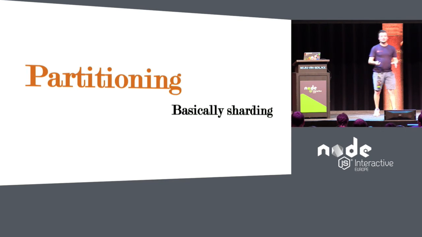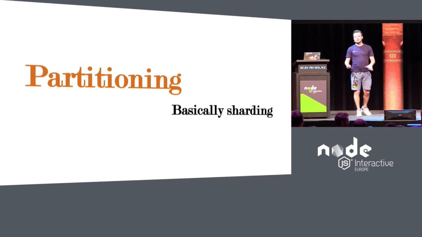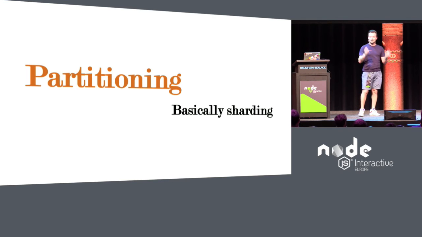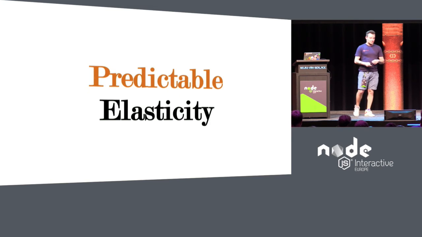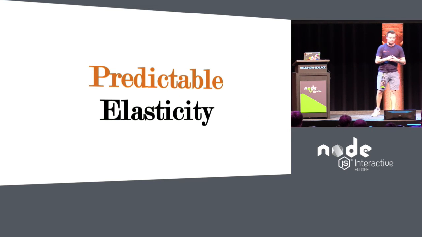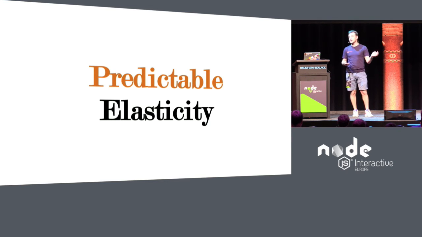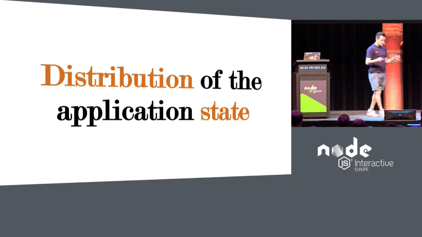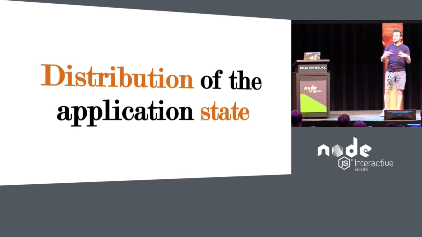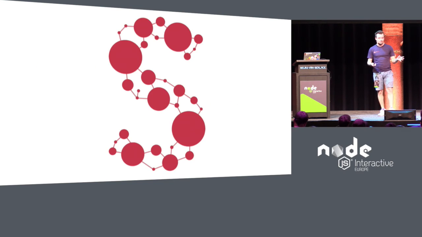Anybody ever played with partitioning in Oracle databases? Because I'm not a big fan of Oracle, but I think partition sharding on Oracle database is a masterpiece. So the thing is that you can add a lot of predictability to your elasticity because you know exactly where your information is going to be allocated and where it is going to be distributed. And especially because, like we said, the state is going to be distributed across all the cluster.